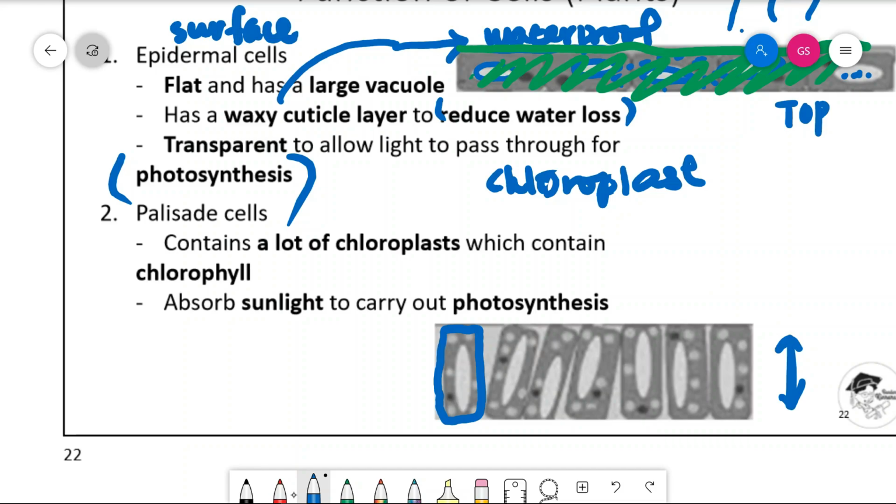Palisade cell. And inside here, can you see the white color spots? The white color spots, the one here. Do you know what all these are? These are actually the chloroplasts. The chloroplast, the parts of the plant, the chloroplast.